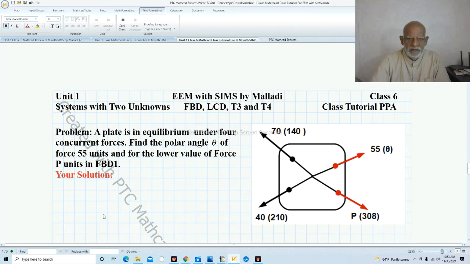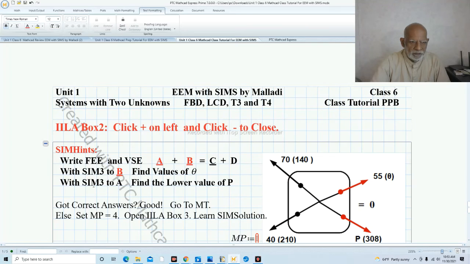Now we are dealing with the force problem again, force vectors. There are two known vectors and two unknown vectors, and this is the type T4 problem because the angle is not known here, and here the magnitude is not known. In this SIM hints are given. So we write the FEE and VSE like this. First we write FEE and then this one. Then we apply SIM3 to B and find the values of theta, and SIM3 to A, find the values of P, and so the lower value.